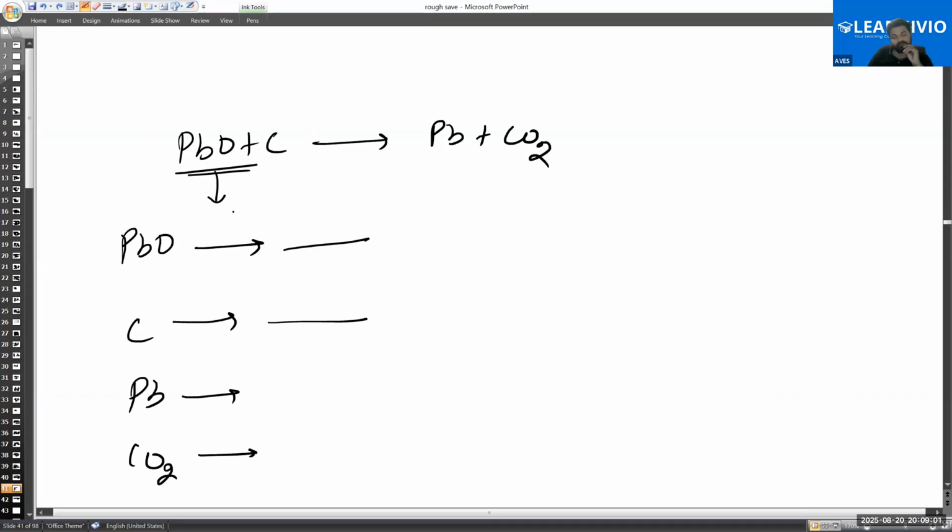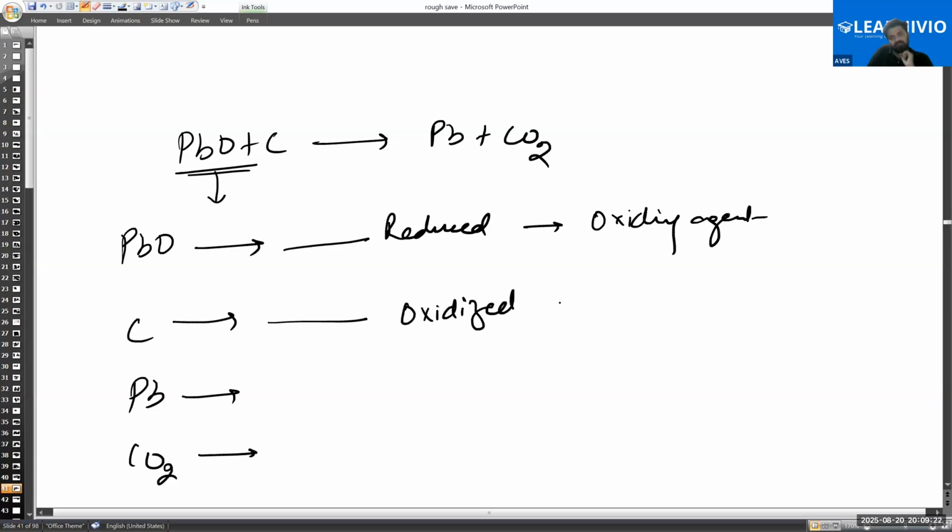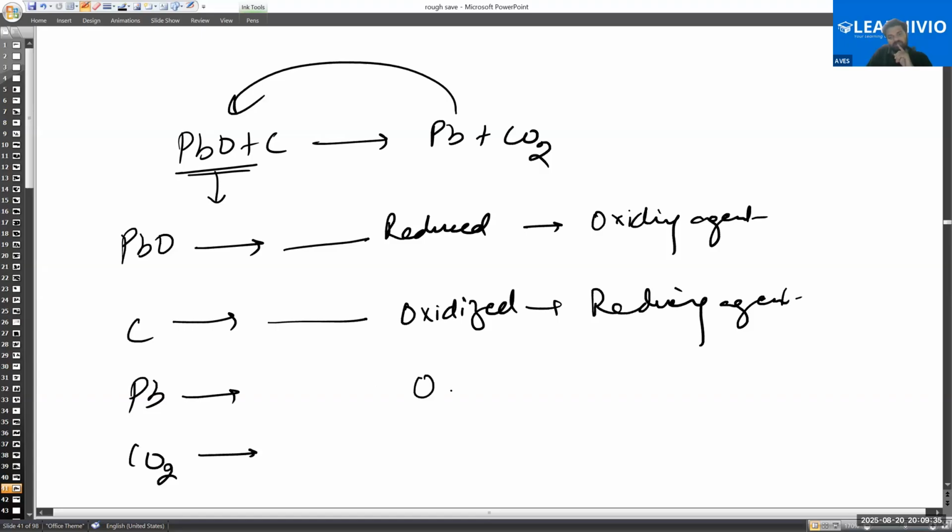Tell me, is PbO oxidized or reduced? PbO is reduced. So it will be an oxidizing agent or reducing agent? Oxidizing agent. This one, carbon? Oxidized. So it will be the reducing agent. This one, Pb, you have to check in the reverse direction. It is oxidized. And this one is reduced.